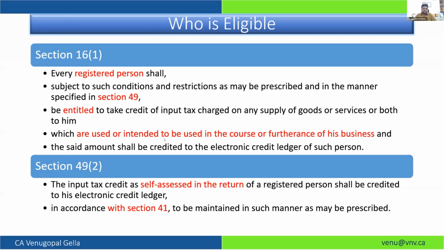So as per section 49, subsection 2, the input tax credit as self-assessed in the return of the registered person shall be credited to his electronic credit ledger in accordance with section 41, that is the availment of the input tax credit in such manner as prescribed. We'll see what is that manner in the next slides.